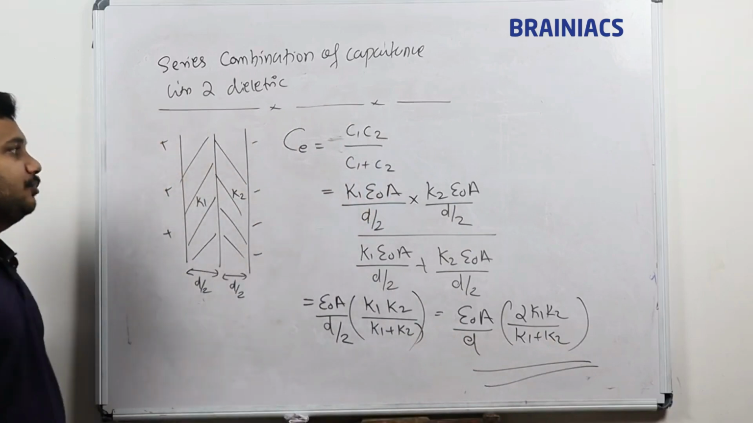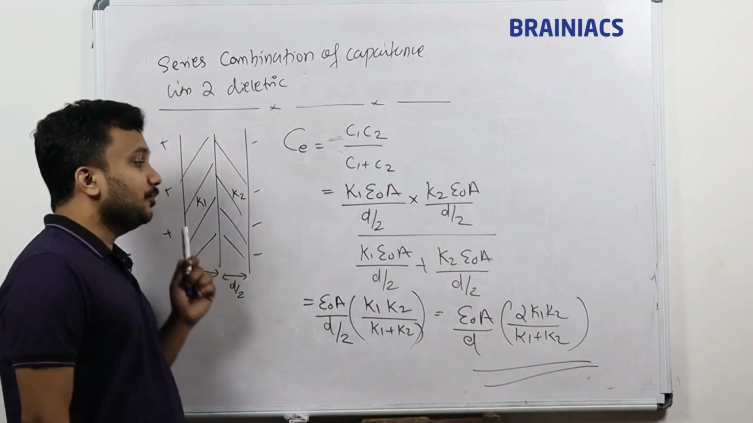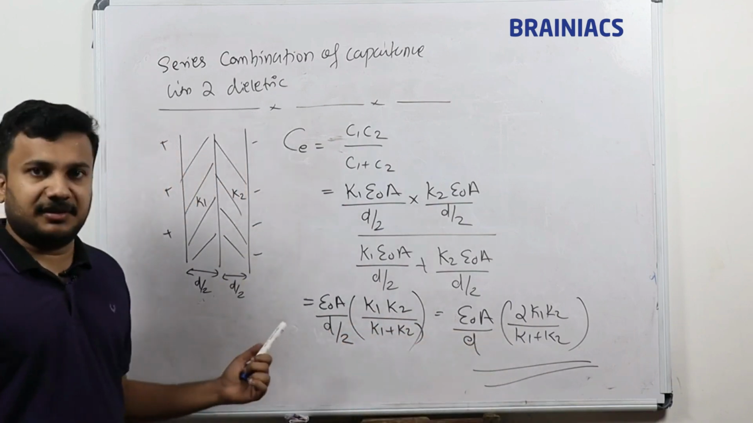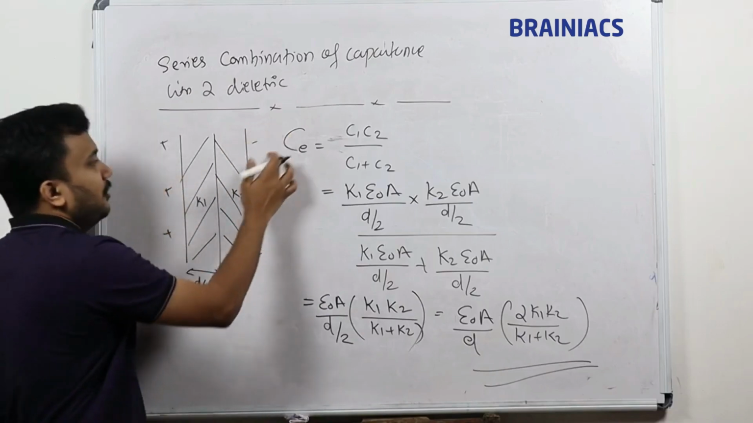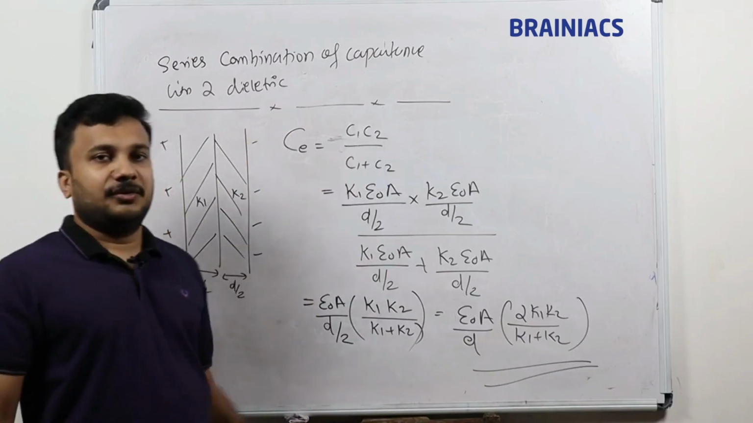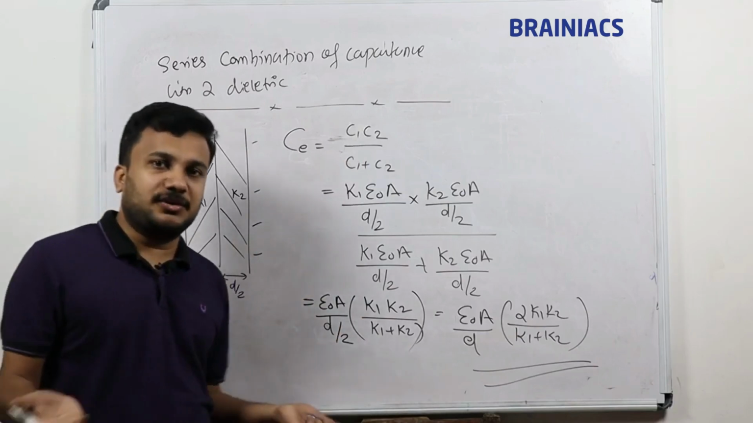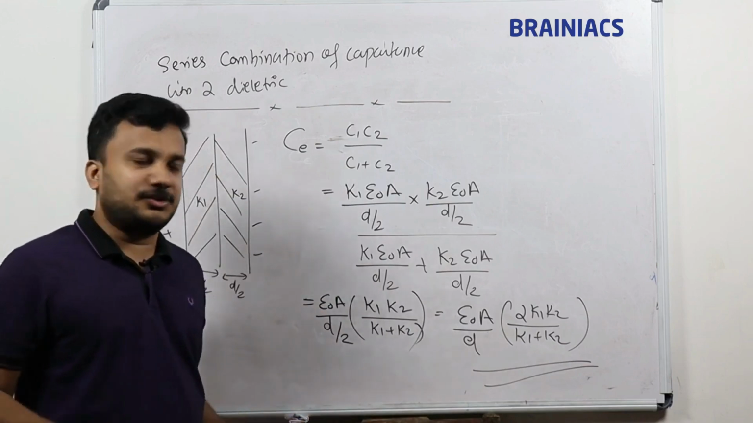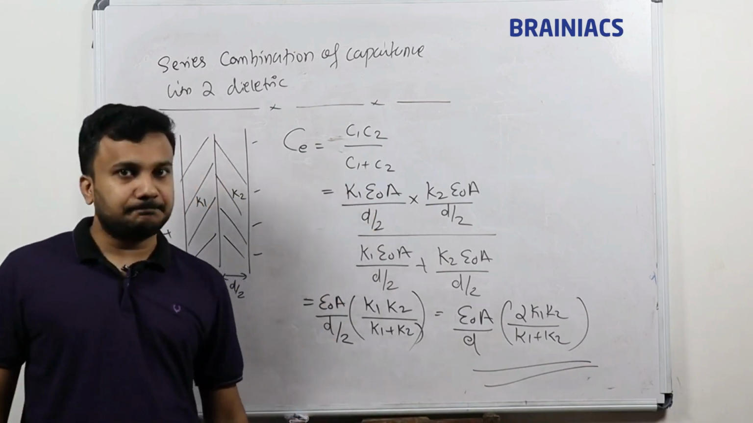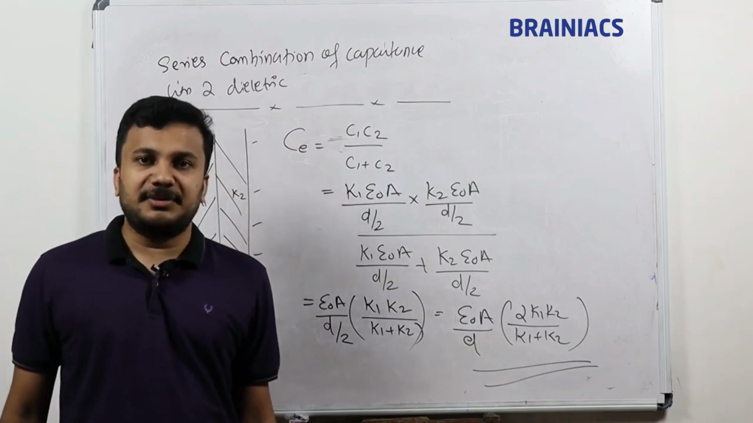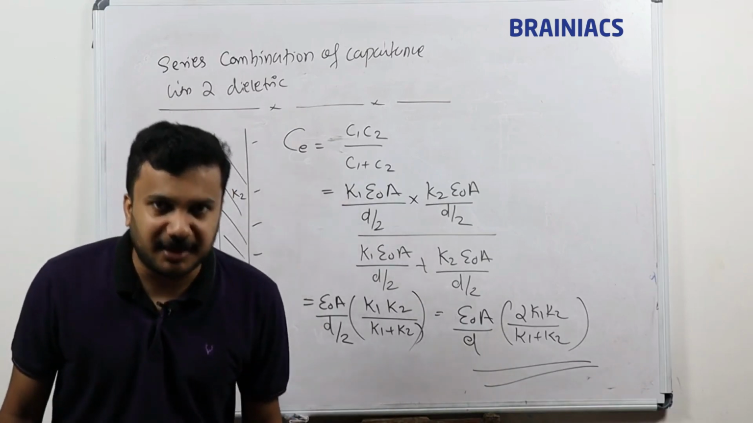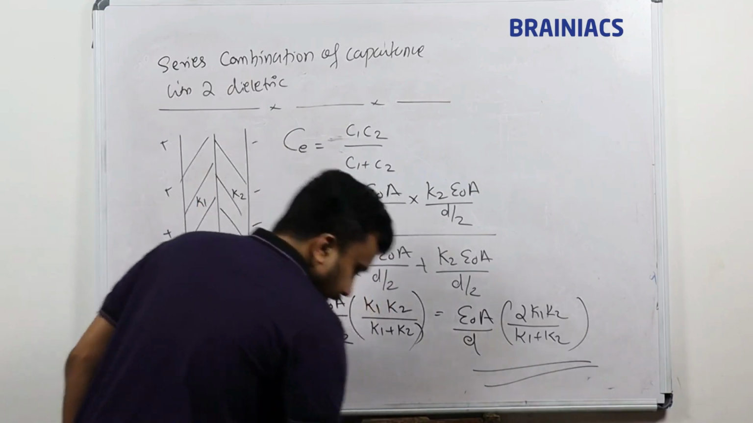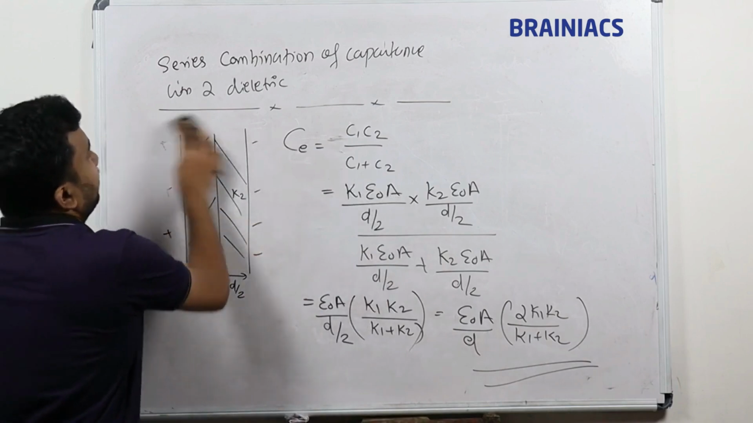Series combination of capacitance with two dielectrics will come up with this formula: 2K1K2 divided by K1 plus K2. If there are three, one more capacitance will be here. So what you have to do is take the formula 1 by C equal to 1 by C1 plus 1 by C2 plus 1 by C3. Here it is only 1 by C1 plus 1 by C2, that's why I have taken C1 C2 divided by C1 plus C2. But for three capacitances, it means 1 by C1 plus 1 by C2 plus 1 by C3. Okay, fine. Next one.